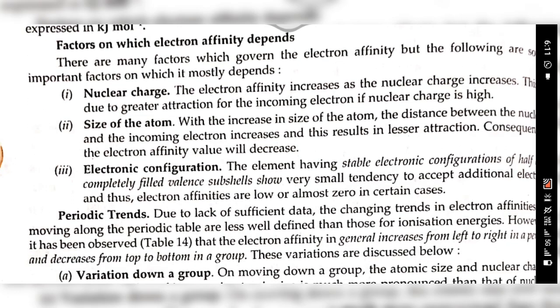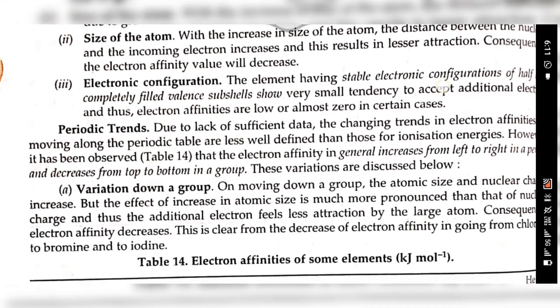Electronic configuration. Elements having stable electronic configurations of half and completely filled valence subshells show very small tendency to accept an additional electron, and thus the electron affinities are low, or almost zero in certain cases.